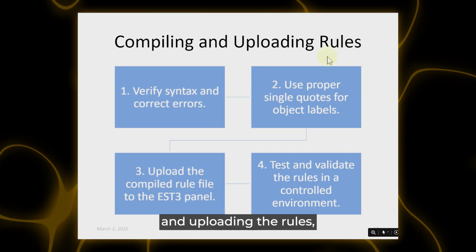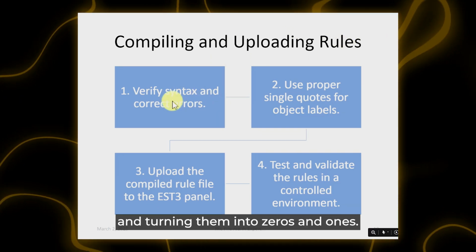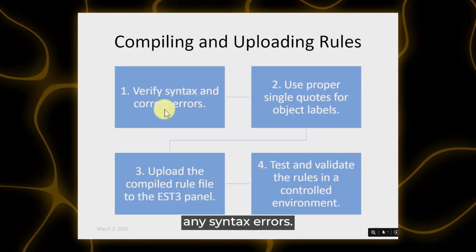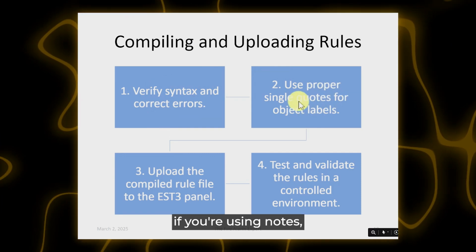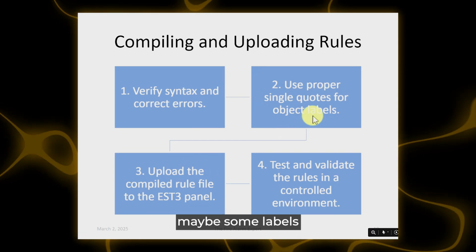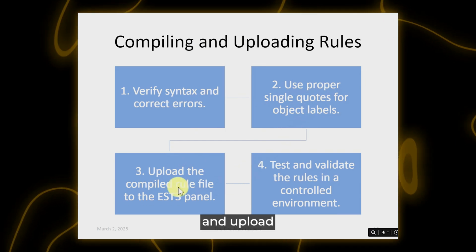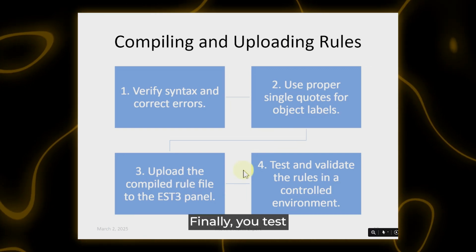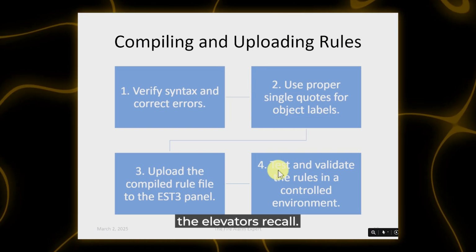So when you're compiling and uploading the rules, like I said, it's taking the characters we see and turning them into zeros and ones which the computer can understand. It's going to verify that you don't have any syntax errors. You're going to make sure you have all your French brackets if you're using notes. Then once that's done, it'll get compiled. You may get some warnings, maybe some labels and things like that. Then from there, you connect to your CPU and upload all of the configuration changes to the fire alarm control panel. Finally, you test, make sure if you test the elevator smoke detector, the elevator recalls.